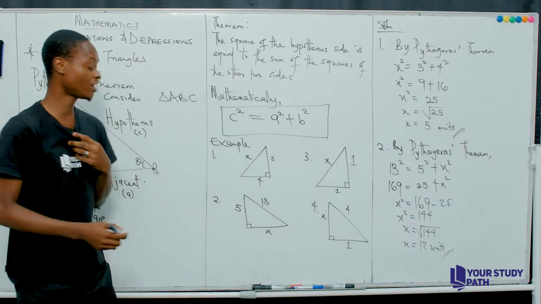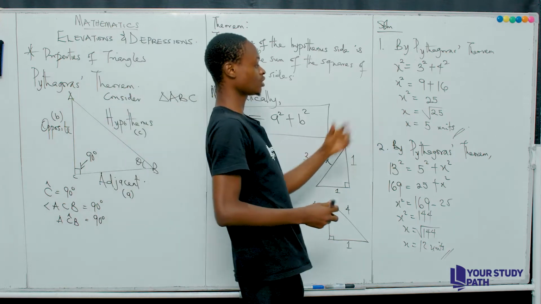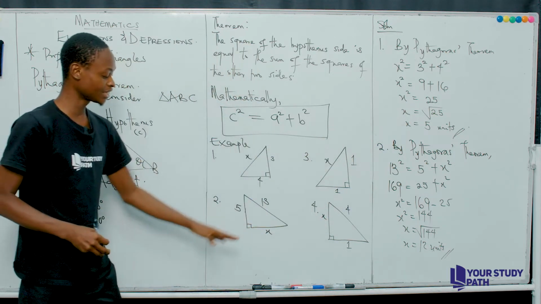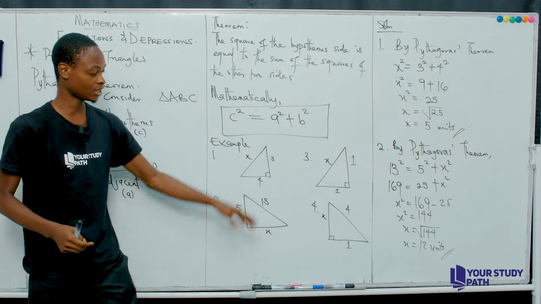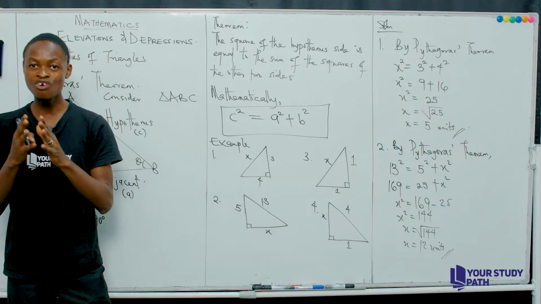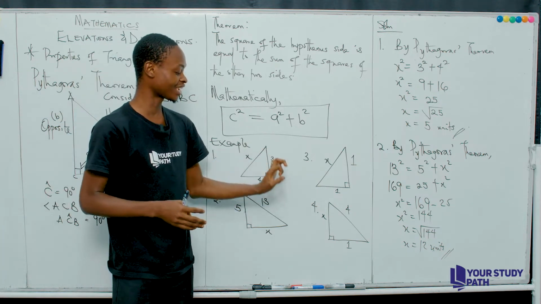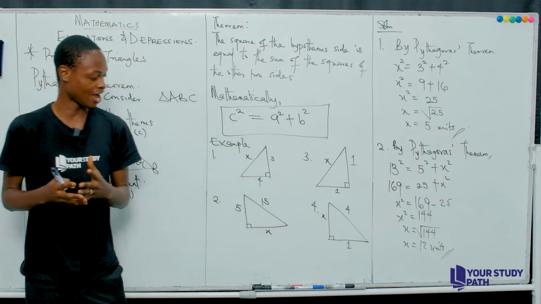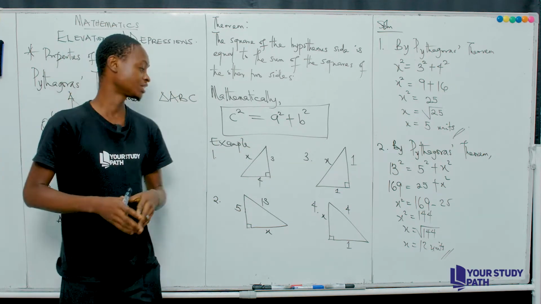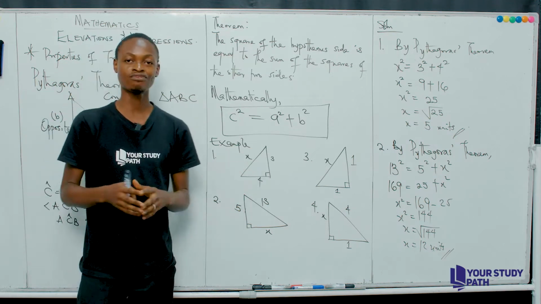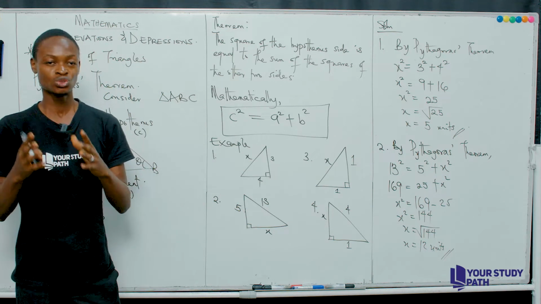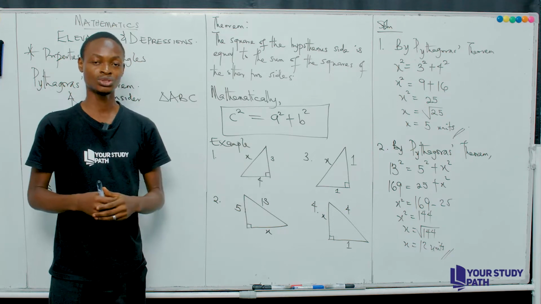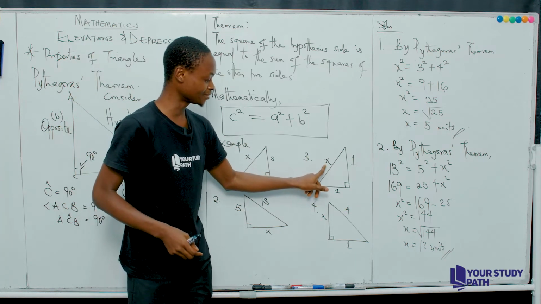Right? So in the first case, x is the hypotenuse, which is 5 units. In the second case, x is one of the other 2 sides, which is 12 units. Go forward to now find the value of x in the 3rd and 4th. Attempt it, and if you have an answer, type in your answer in the comment section. Let's use some 3 or 4 minutes to attempt these questions. Find the value of x here.